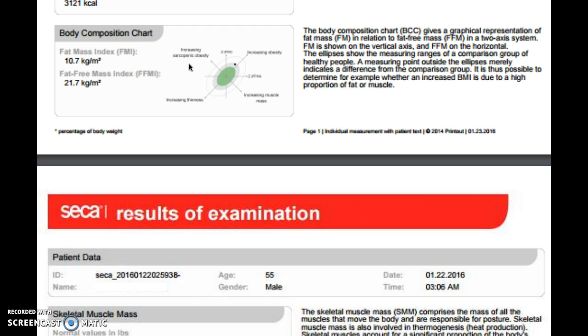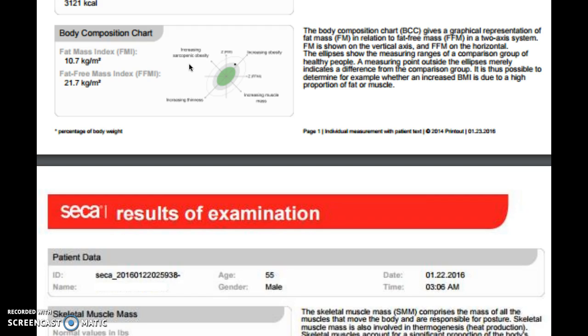The upper right quadrant is increasing obesity, which is pretty straightforward. And then the bottom right quadrant is increasing muscle mass. So you'll notice in this example, you'll see there the 3 rings. The green ring is the 50th percentile. The ring beyond that is the 50 to 75th, and then the 75th and beyond is the outer ring.